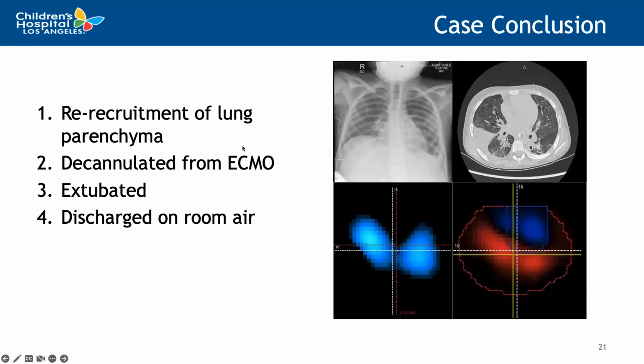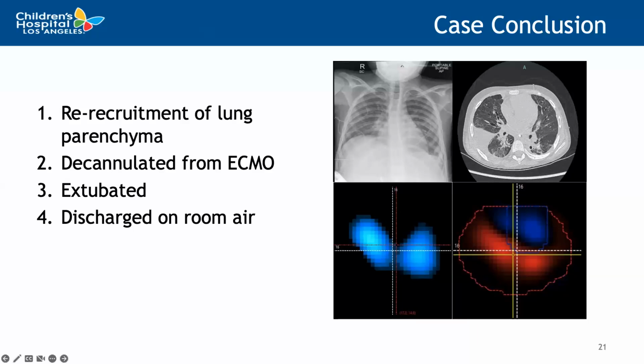So in conclusion of this case, I think it was a very exciting and rewarding outcome for this particular patient. He went on to be decannulated from ECMO and had almost complete re-recruitment of that right-sided lung parenchyma. So it was viable lung parenchyma, not necrotic tissue. He was eventually extubated and finally discharged home on room air after about a month's stay of inpatient rehab. And he's doing quite well to this day with no ongoing respiratory support needs.